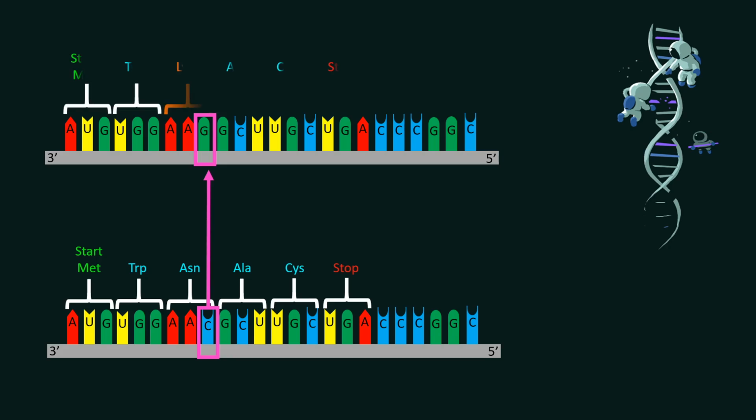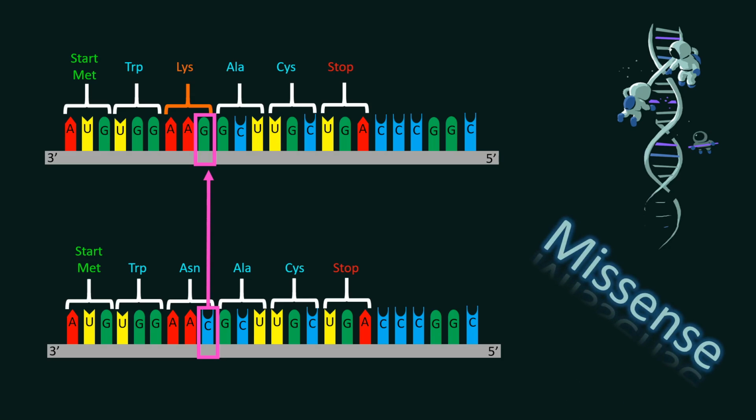Well, now the mRNA translates into Met-Trp-Lys-Ala-Cys-Stop codon. It changed which amino acid the third codon is translated for. This change can affect how or what the protein does. This type of point mutation is called a missense mutation.